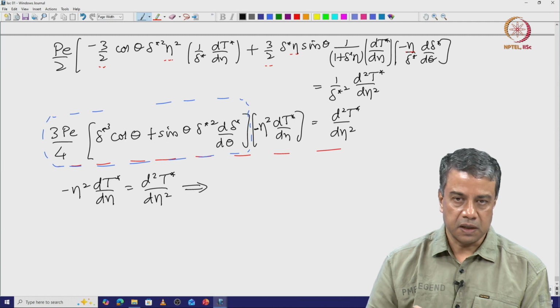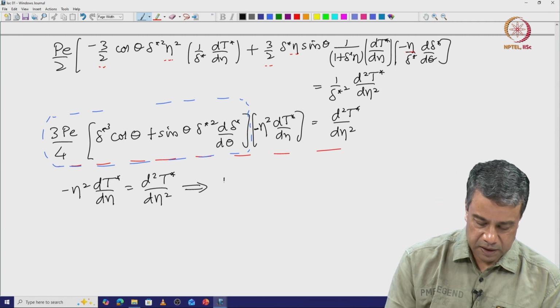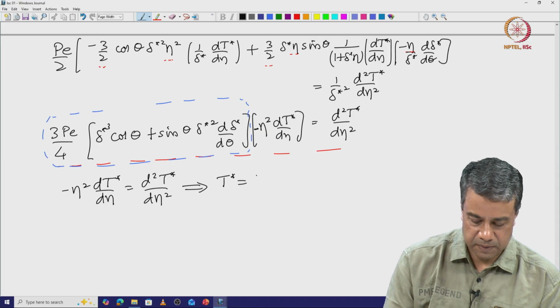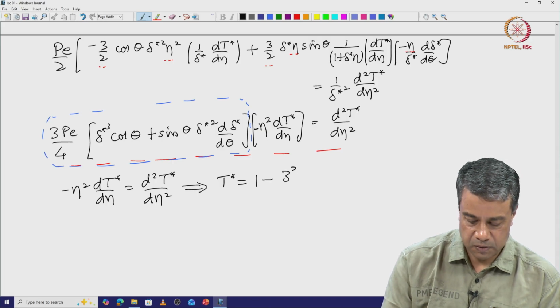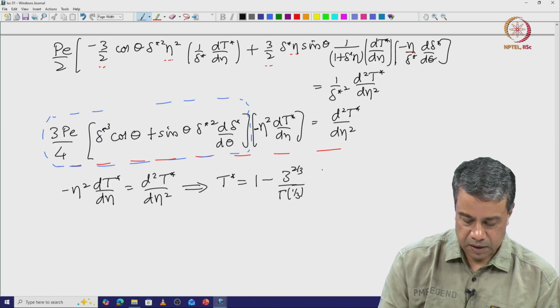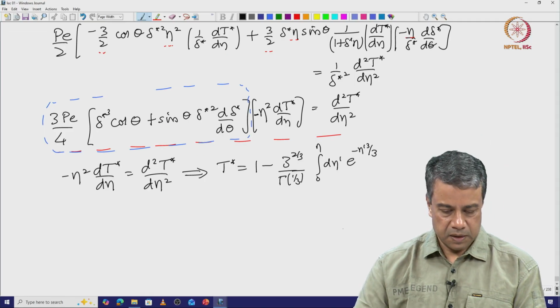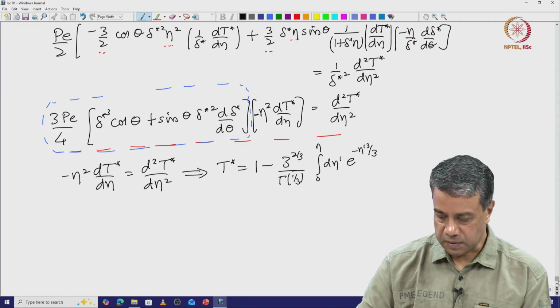Equation is the same, boundary conditions are the same. Therefore, I can write T star, the solution is also the same: 1 minus 3 power 2 by 3 by gamma of 1/3, integral 0 to eta d eta prime e power minus eta prime cubed by 3. So, therefore, that is the solution for the temperature field.